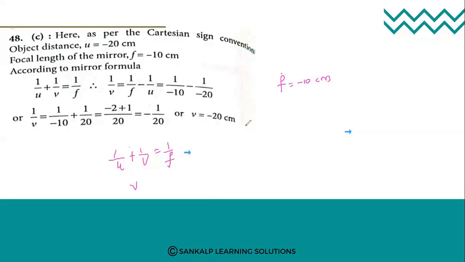So here you can see the simplification, that is in the formula we need V value, therefore keep 1 by V, then this is 1 by F minus 1 divided by U. Substitute the F value, here you can see the substitution, 1 divided by minus 10 minus 1 divided by minus 20. Okay, so you can simplify this, and you will get the answer.